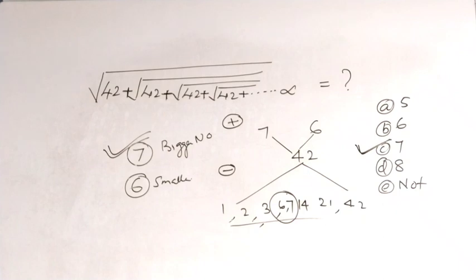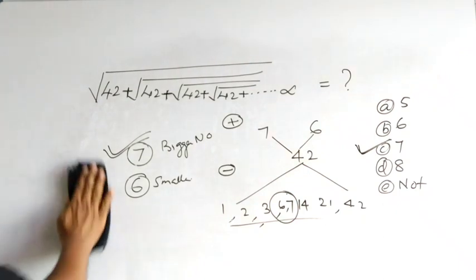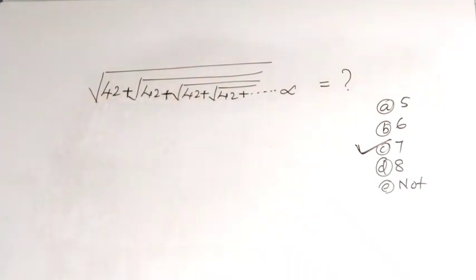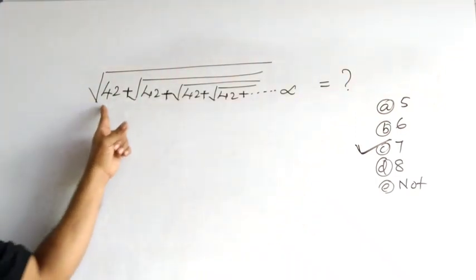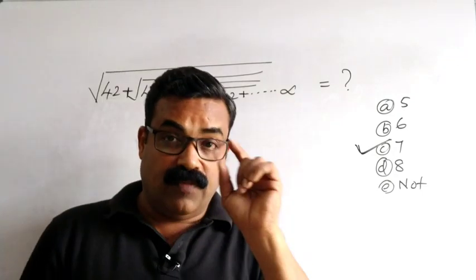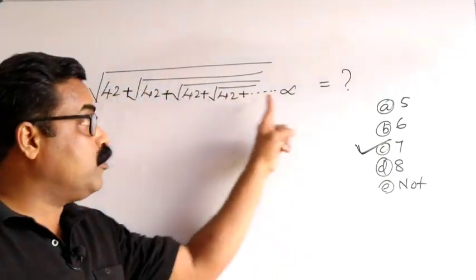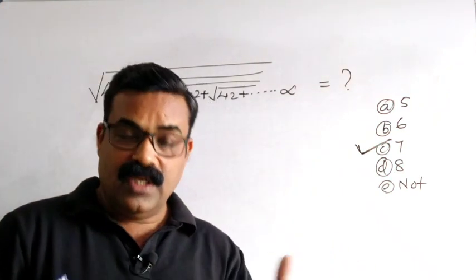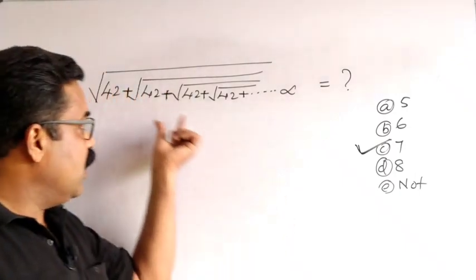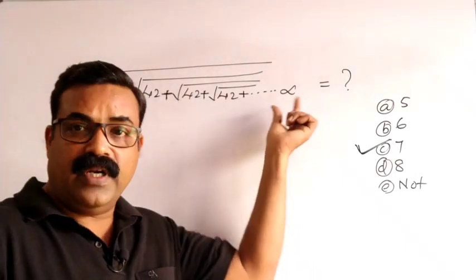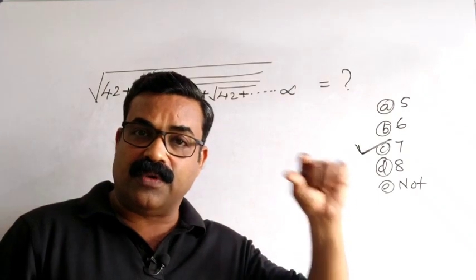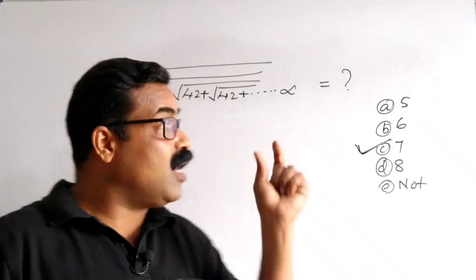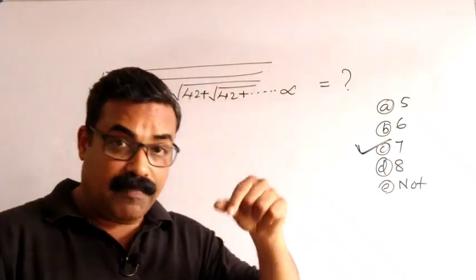Understand very clearly. Let me explain this question once again, for those who did not understand the concept. Ensure that the series is up to infinity. First thing, if the series is not up to infinity, we cannot apply this. We will see what to do in that case in the coming questions. Ensure that this series is up to infinity: root 42 plus root 42 plus root 42 plus root 42 up to infinity. Only for series up to infinity can we apply this trick.